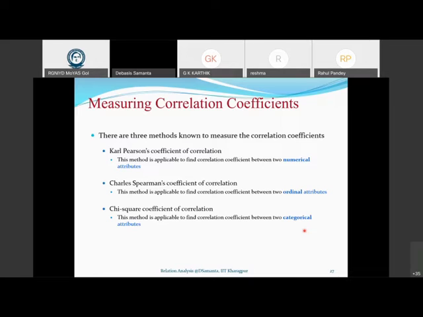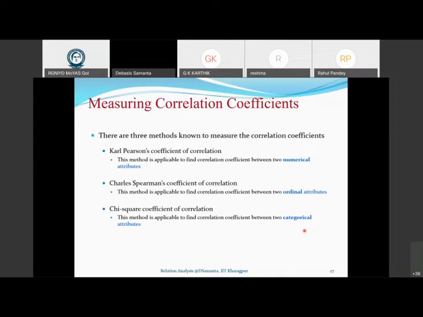The Charles Spearman correlation coefficient, on the other hand, is used if the attributes given in the data set are ordinal attributes. Ordinal attributes means sort of the size: small, medium, large, XL, XXL are called ordinal values. And then categorical, say gender, male and female, are called categorical attributes. The chi-square correlation analysis is applicable to categorical attributes. I have listed three methods in such a way that all types of data can be analyzed. So Karl Pearson for numerical attributes, Charles Spearman for ordinal attributes, and chi-square for categorical attributes. The Charles Spearman coefficient is also alternatively called the rank correlation coefficient.